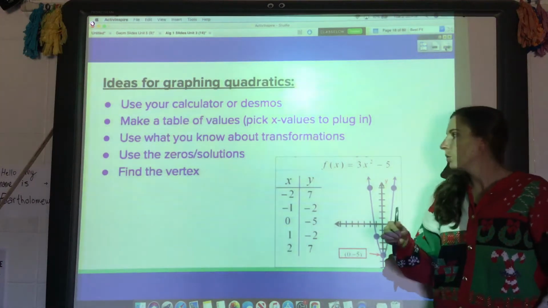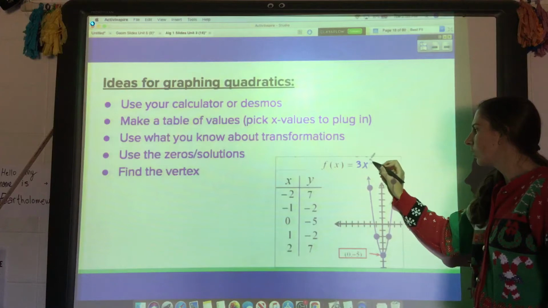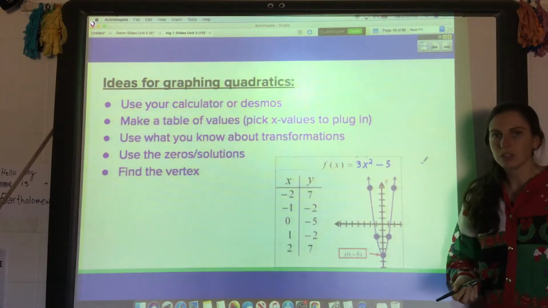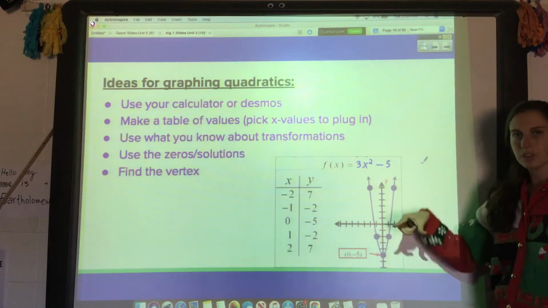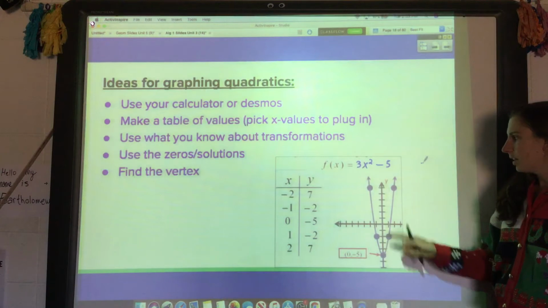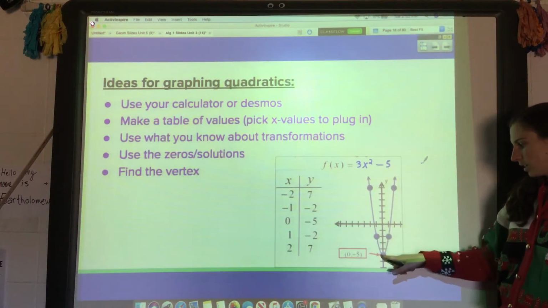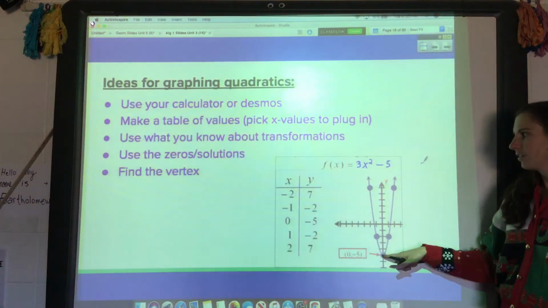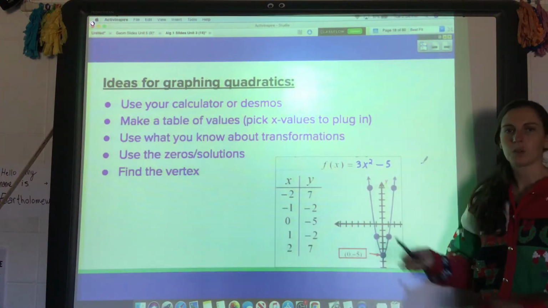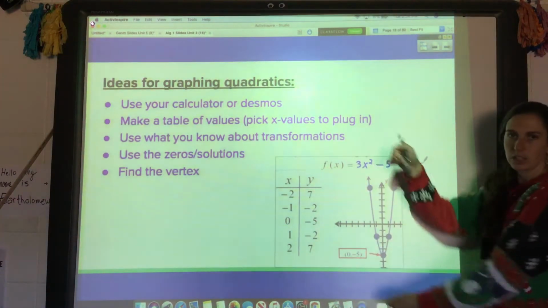You could also use what you know about transformations. I don't know if you guys can see this very well. 3x squared minus 5. With transformations, you know things like, is it reflected? Is it dilated? Is it translated? This one, I know it's shifted down 5. That's why its vertex is down here at -5. And I know since this 3 is up front, it's going to vertically stretch it by a factor of 3, which is why it looks very long and tall.